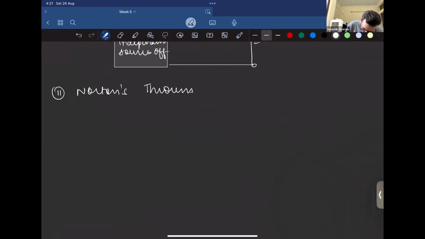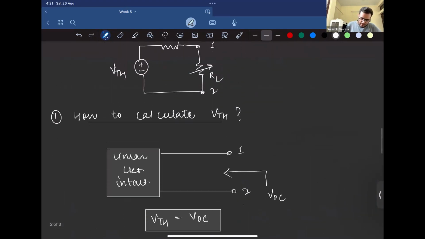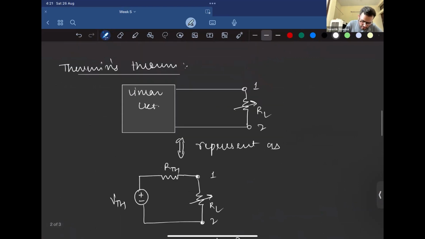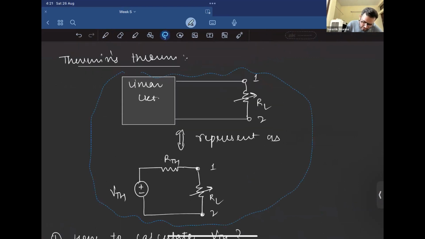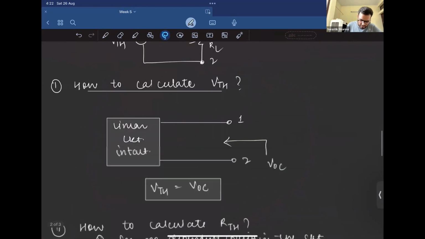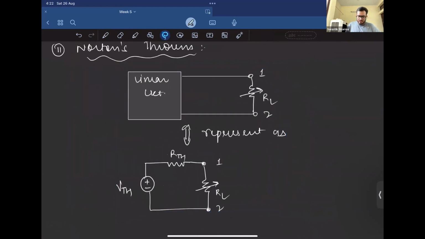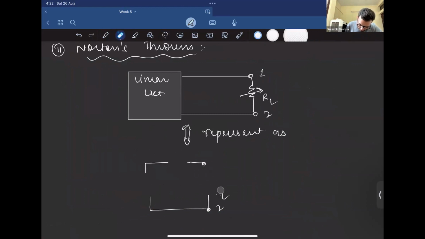So in Norton's theorem, instead of representing our two-terminal circuit as a voltage source in series with a Thevenin resistance, we represent it as a current source in parallel to Thevenin's resistance. And you must be feeling that it's just source transformation, right? And that's where source transformation gets its name from too. Source transformation is also called Thevenin-Norton transformation. So keep that in mind.